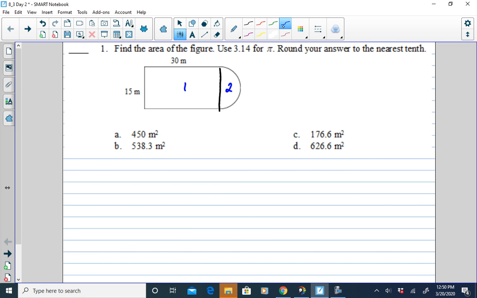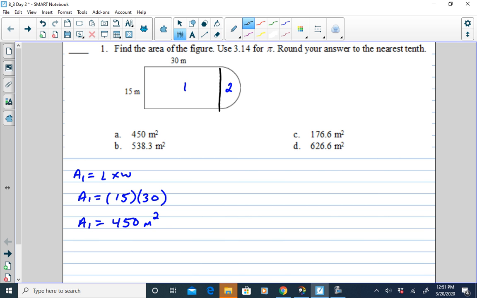So let's start with the easy area, area 1. Area 1 is going to be equal to the length times the width because it's a rectangle. So area 1 is going to be equal to 15, right, times 30, right, because they're the length and the width. So area 1 is going to be equal to, what's that, 450, and those are square meters. Right, now that's just the area of the rectangle, which is 450.